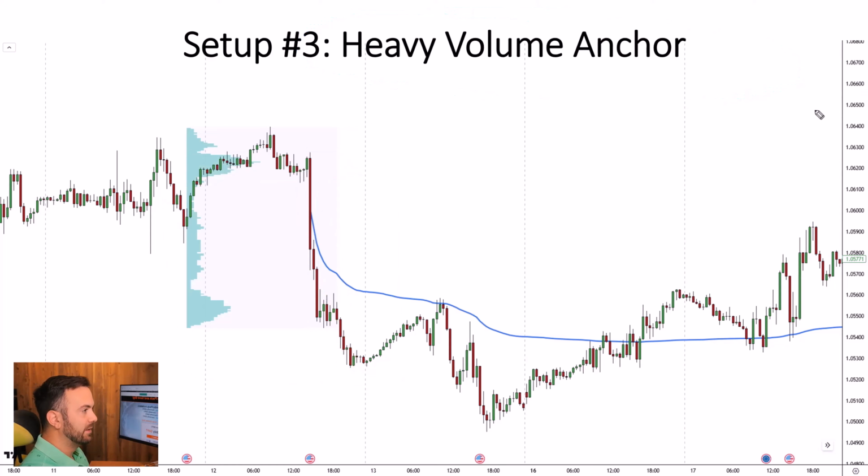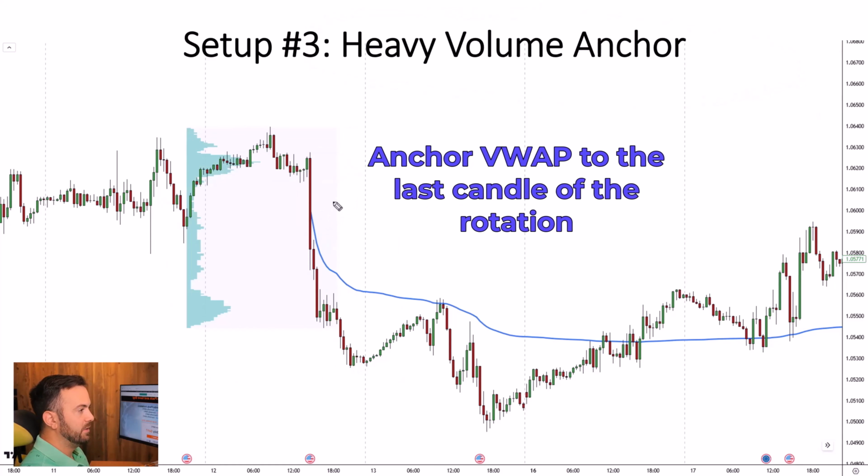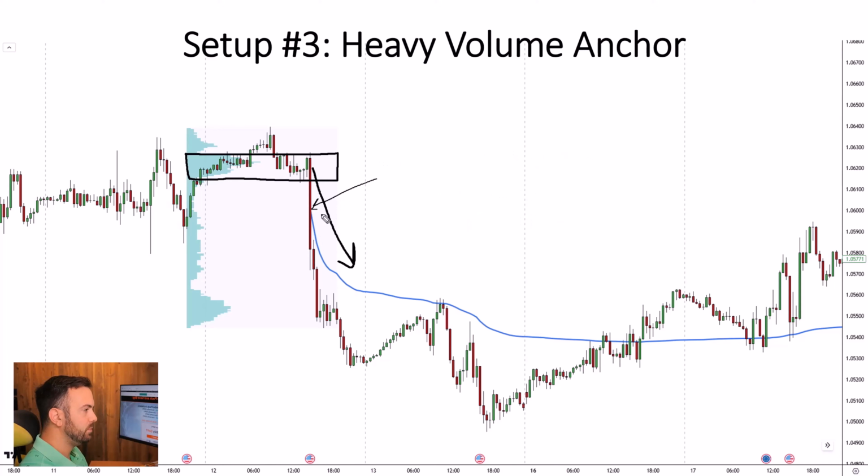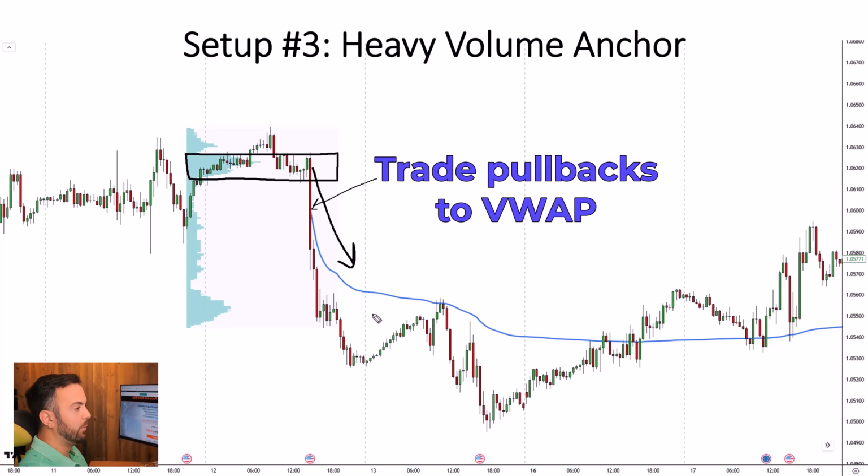So that means you want to anchor the VWAP to that candle, to the last candle of the rotation, which is the first candle of the sell-off usually, right? So it's this huge red candle in this example. That's where you anchor the VWAP, and you trade pullbacks to that, because VWAP represents a fair price since this important place, right? So that means short from here.